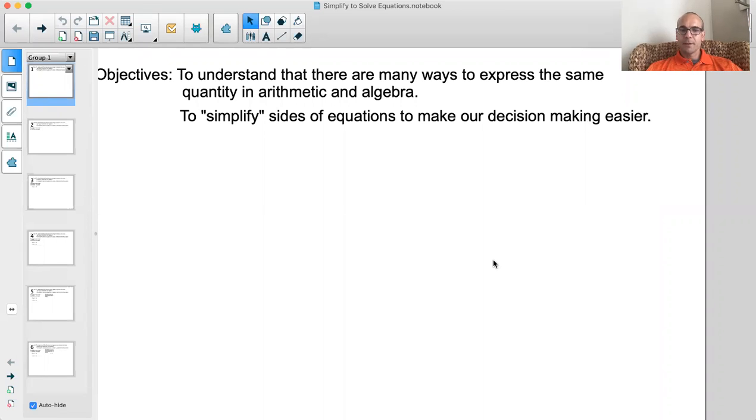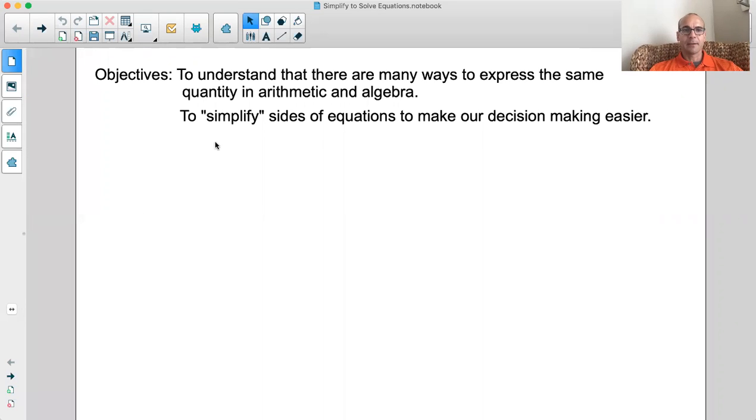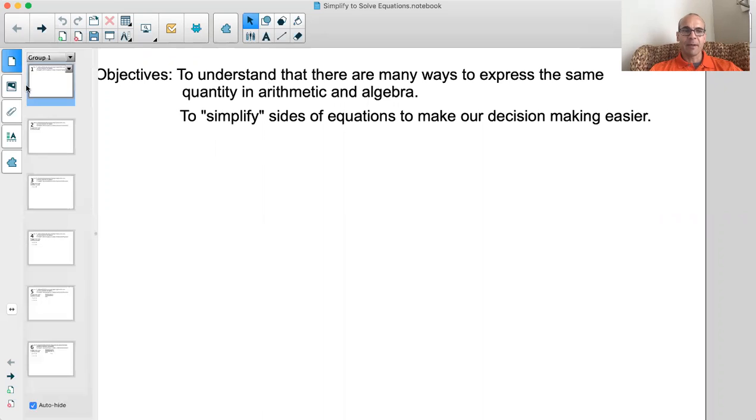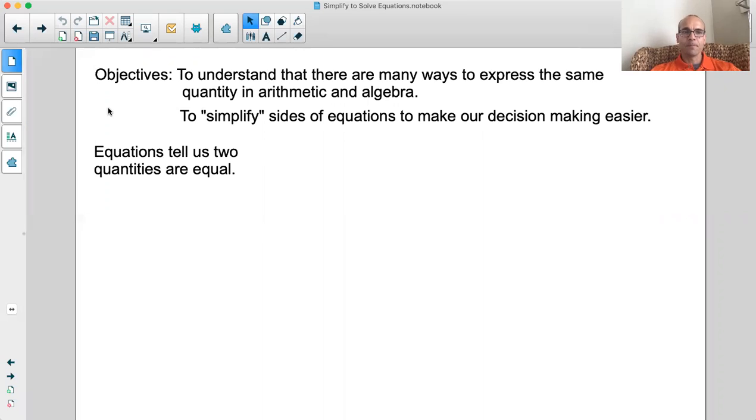So in this video, we're going to continue our work on solving equations, and we're going to introduce a couple new objectives. We're going to need to understand that there's many ways to express the same quantity, both in arithmetic and in algebra, and keep that in mind as we go through the course. And then we're going to simplify sides of equations to make our decision making easier. And that's going to be based on the fact there's lots of ways to write the same amount. Why don't we pick the most convenient one?